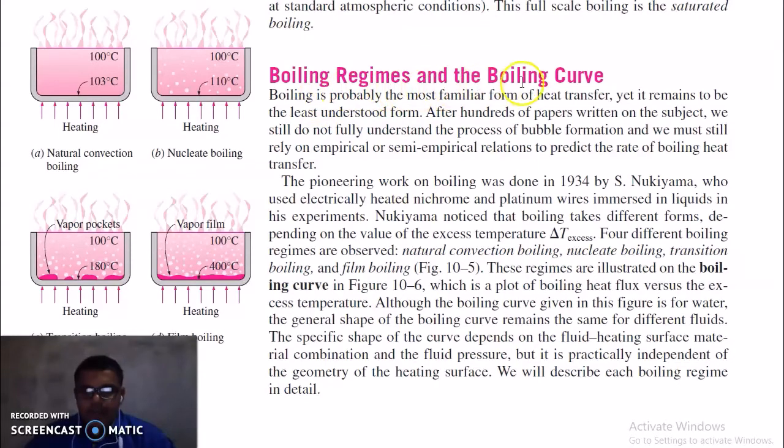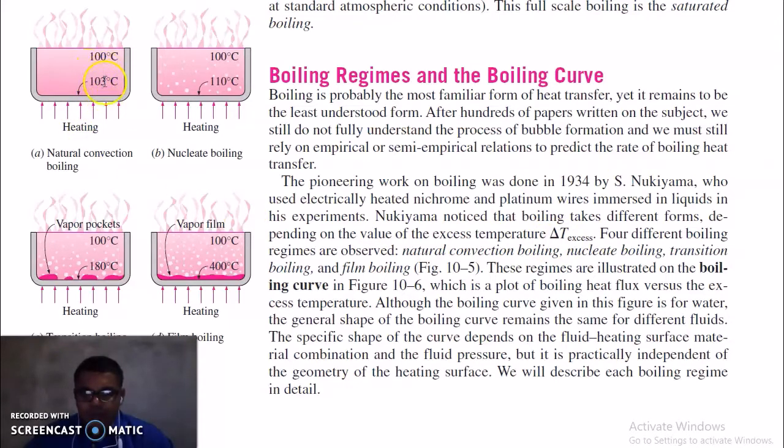Boiling regimes and boiling curve. The pioneering work on boiling was done in 1934 by Nukiyama, who used electrically heated nichrome and platinum wires immersed in liquids in experiments. Nukiyama noticed that boiling takes different forms depending on the value of the excess temperature, where ΔT excess is equal to the temperature difference between the surface and the water.